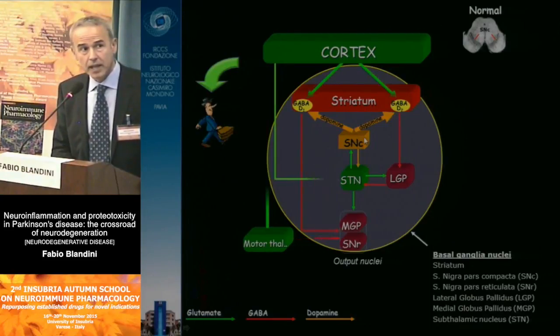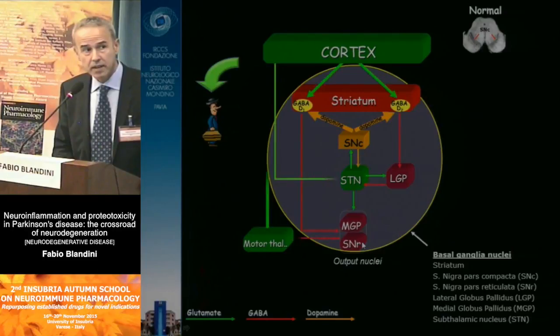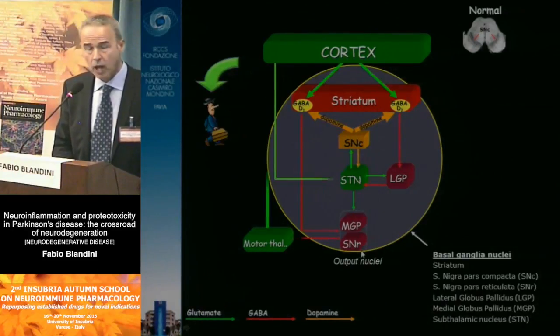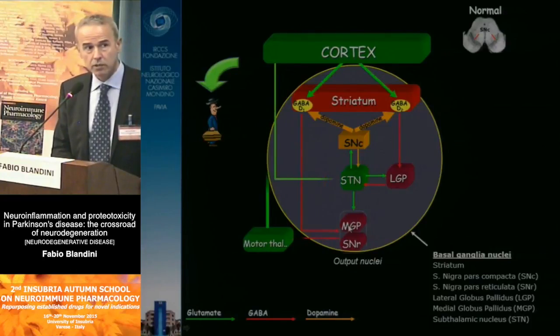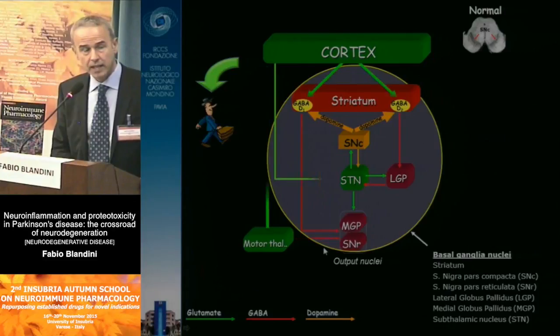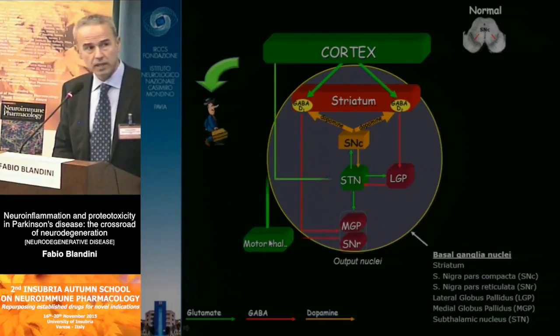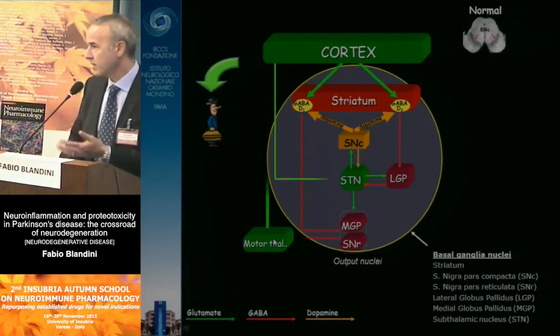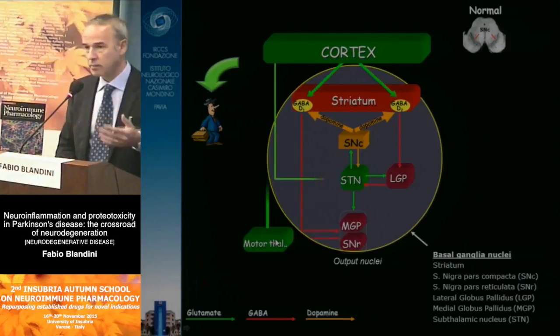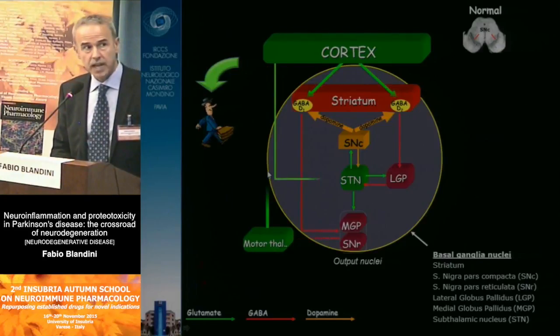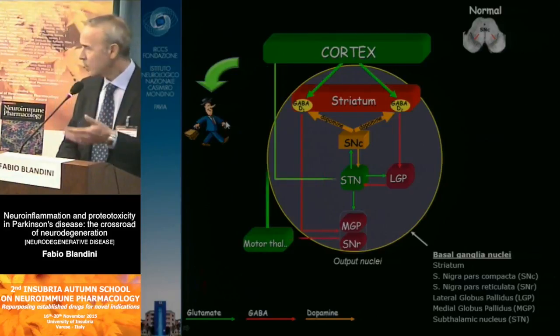But anyway, the idea is that this input is then processed in the circuit. It is released out of the circuit through the output nuclei, the medial or internal globus pallidus and substantia nigra pars reticulata, which send out the result of this elaboration to the motor thalamus. In normal conditions, the motor thalamus sends a feedback signal to the cortex, and so we can move.